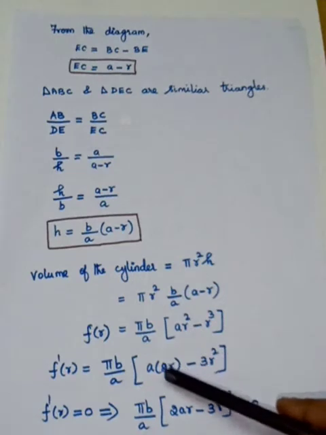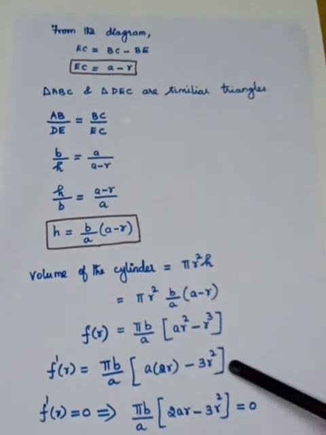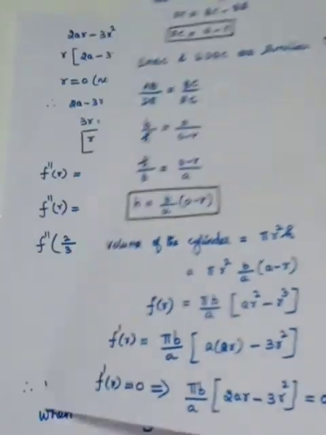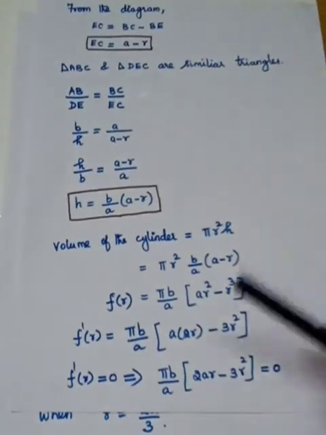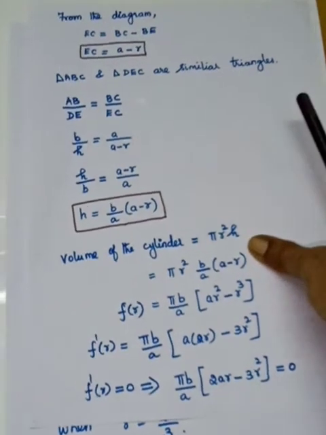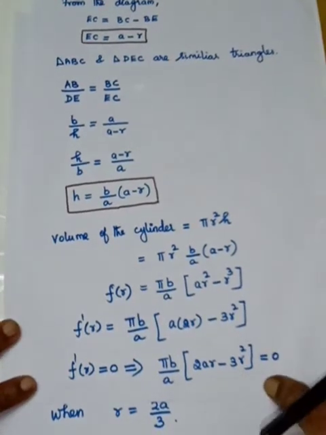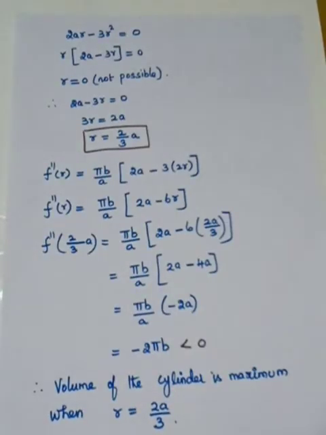R squared differentiation is 2r, and r cubed when you differentiate it is 3r squared. So next step you have to equate to 0. When you equate to 0, the whole constant, when you take it to the other side, it is 0. So 2ar minus 3r squared is equal to 0.